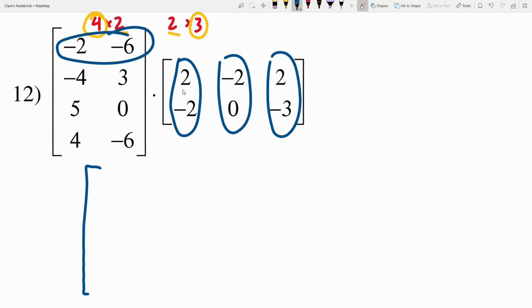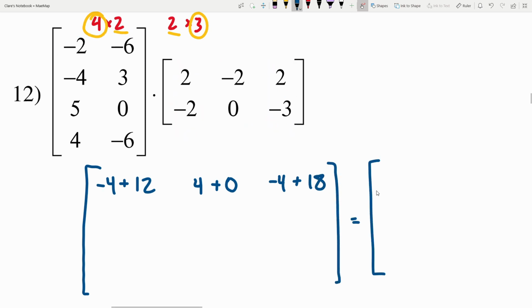So negative 2 times 2 is negative 4, plus negative 6 times negative 2 is a positive 12. And then, now onto my second column. Negative 2 times negative 2 is a positive 4, plus negative 6 times 0, which is 0. And now, finally, onto that third column. Negative 2 times 2 is a negative 4, plus negative 6 times negative 3, which is a positive 18. Negative 4 plus 12 is a positive 8. 4 plus 0 is 4. Negative 4 plus 18 is a positive 14.